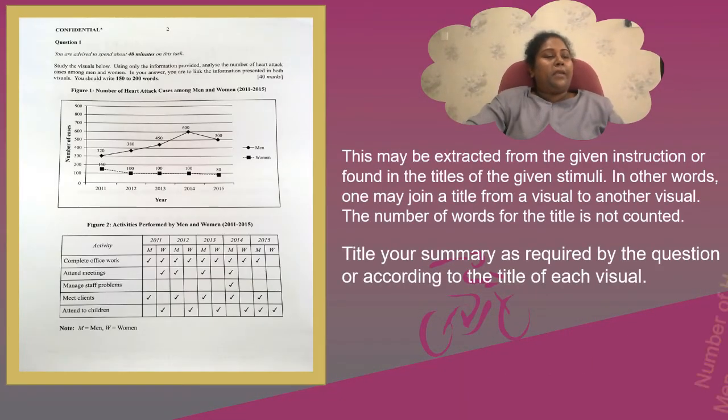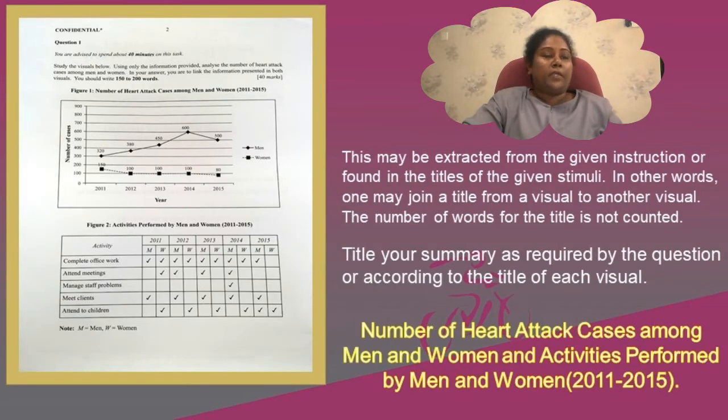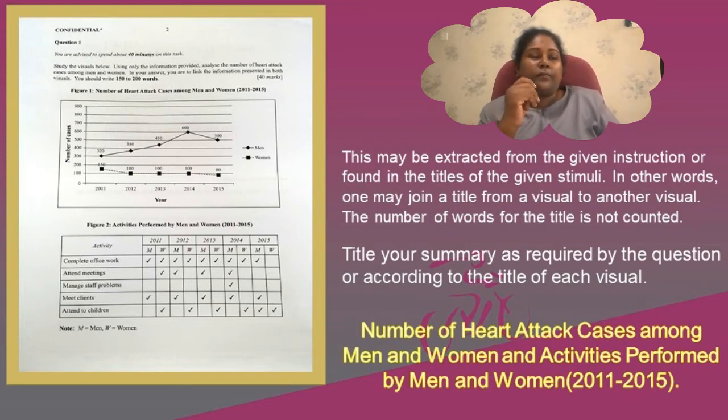this may be extracted from the given instruction or found in the titles of the given stimuli. In other words, one may join a title from a visual to another visual. The number of words for the title is not counted. So title your summary as required by the question or according to the title of each visual.